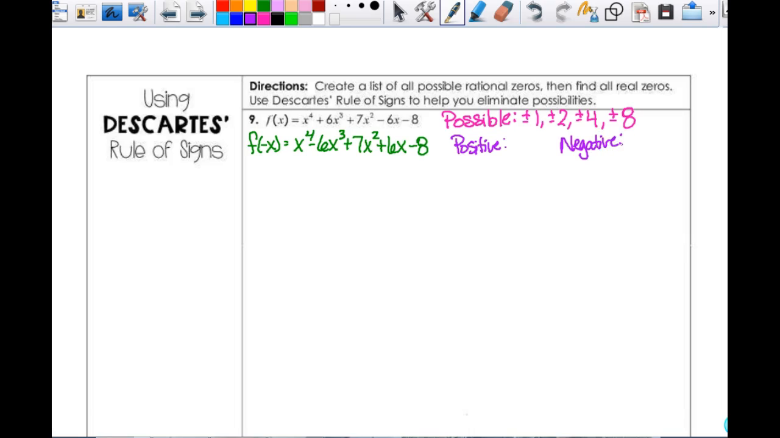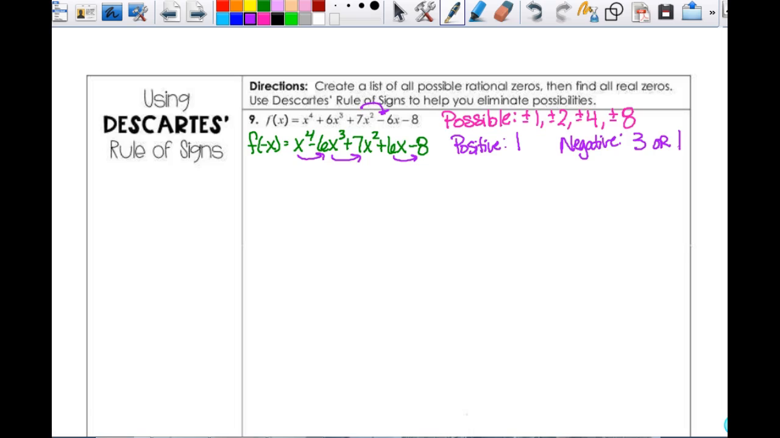Okay, so how many possible positives do I have? 1. Okay, so that means there's exactly 1, because 0 is not an option. So there is exactly 1 positive real solution. What about negative? 1, 2, 3, or 1. It could be 3 or 1. It's not a guarantee that it's 3.